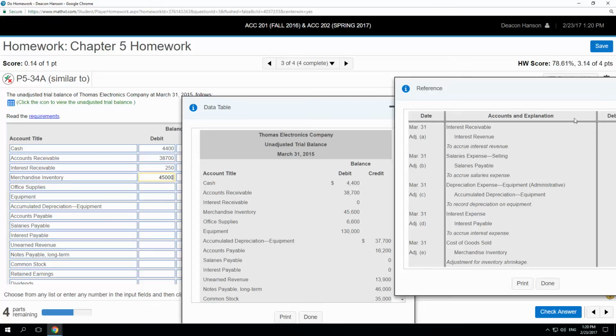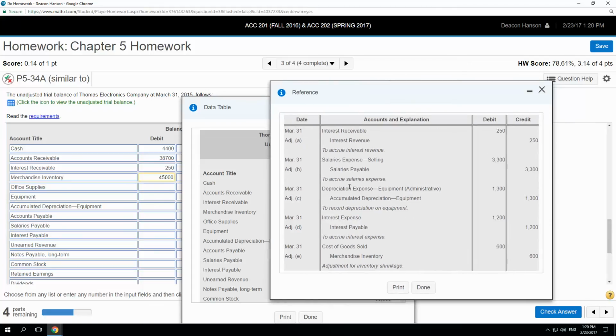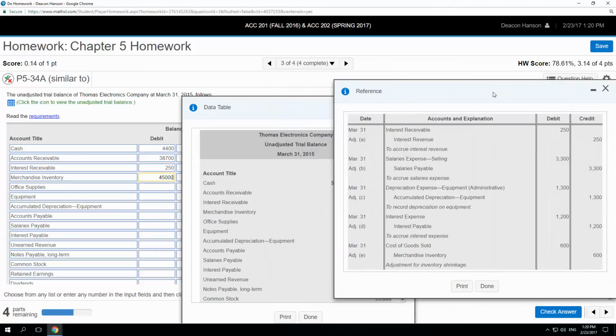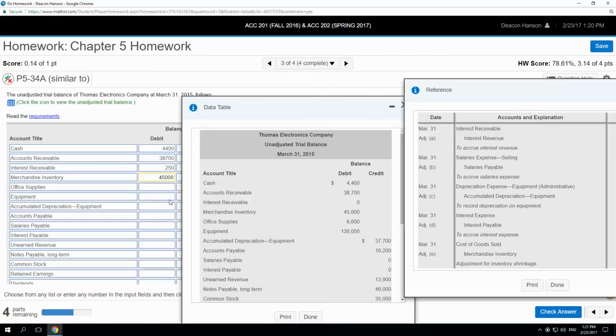Okay. Office supplies, did we have any entry to office supplies? None. So office supplies will come over at their current balance of 6,600. Okay. Equipment. I don't see anything in my adjusting entries that affected equipment. So equipment of 130,000 will be pulled over.